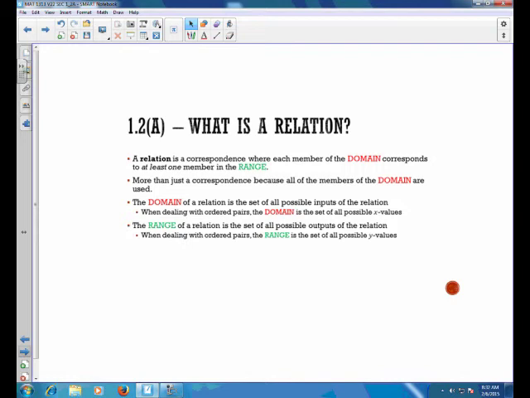The domain of a relation is the set of all possible inputs of the relation. So what are all the possible x values? Right? When you're dealing with ordered pairs, domains are just asking you what are all the possible x values. When you're looking for the range of a relation, that just means you're looking for all the possible y values. Okay? The range is the set of all possible outputs of the relation.